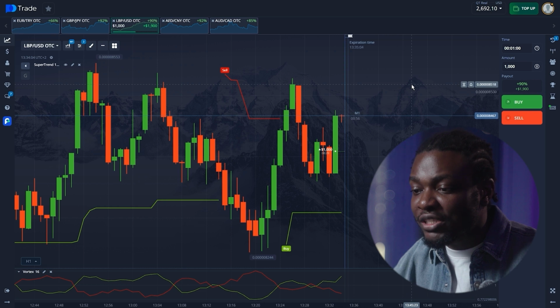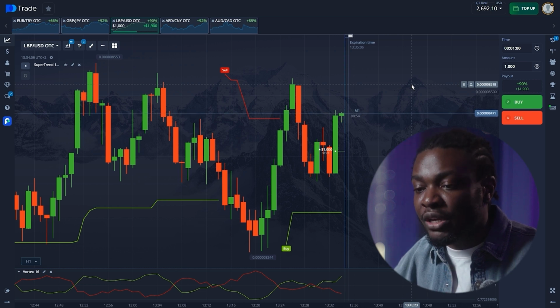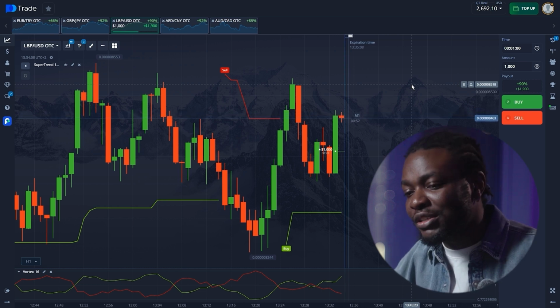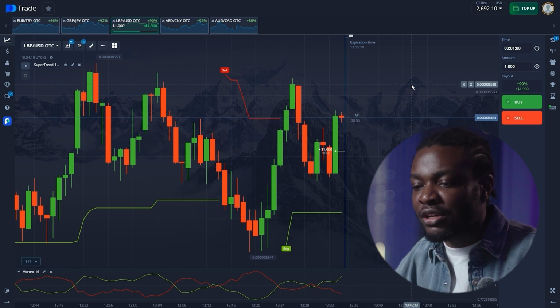Another advantage of OTC trading is that it's available on weekends. While traditional markets are closed Saturday and Sunday, OTC markets keep running. Want to practice? You can trade anytime, day or night. The key is having a solid strategy and strict risk management. The rest comes with experience. Whether you trade exchange-listed pairs or OTC instruments, what matters the most is how you trade them.